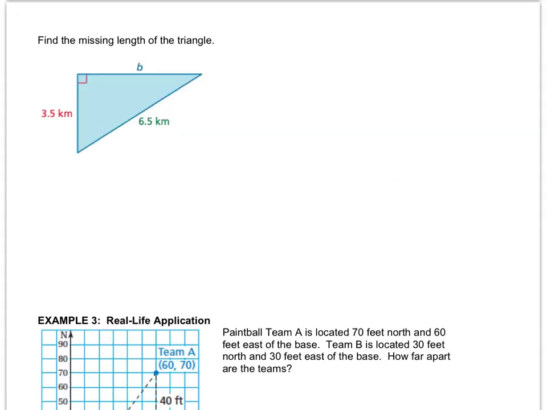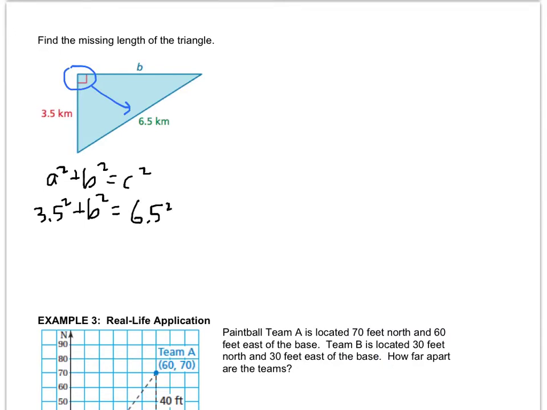You aren't always looking for the hypotenuse. You need to be careful that sometimes the hypotenuse is given, and you have to be careful when you plug that into your formula. So you write your Pythagorean theorem, and you plug in what you know. So 3.5 squared plus b squared equals 6.5 squared. Some people are like, oh, I just automatically plug the numbers in for a and b. That's not the case. So grab your calculator and let's do it.